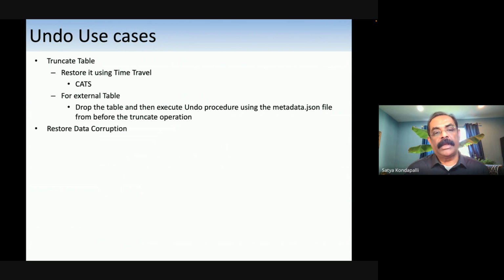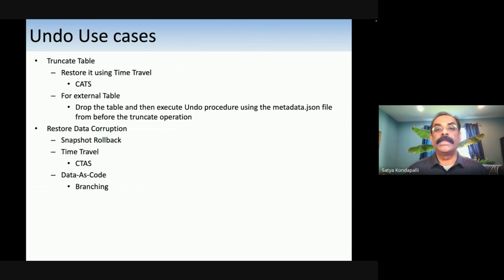Then if you have a data corruption issue, let's say when you're running ETLs, or somebody runs wrong updates or deletes, then you can do a snapshot rollback, or again you can do time travel using CTAS. But the best option is the data as code concept. In the data as code concept, you create a branch from the main. You run the ETL, you validate the data, and then if the data is good, you merge it. So like Git.